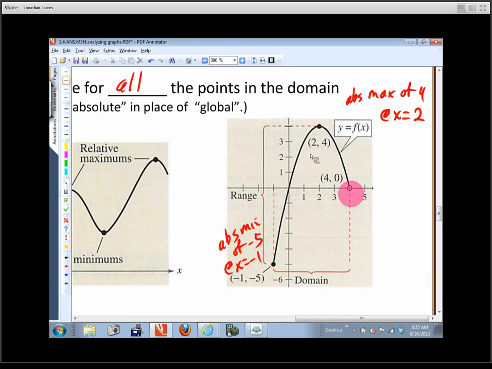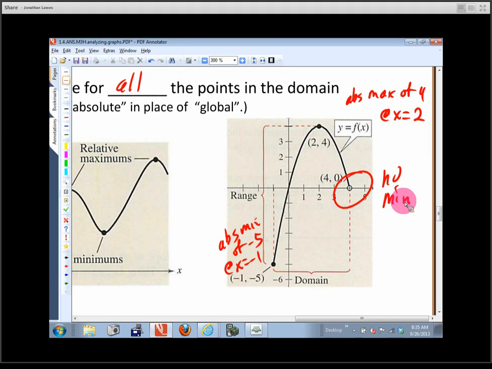Okay, let's talk about that one right there. Well, it's not a max, is it? There's no way that's a max. Is it a minimum? Relative minimum? Okay. No min. No min or max there. Here's why.